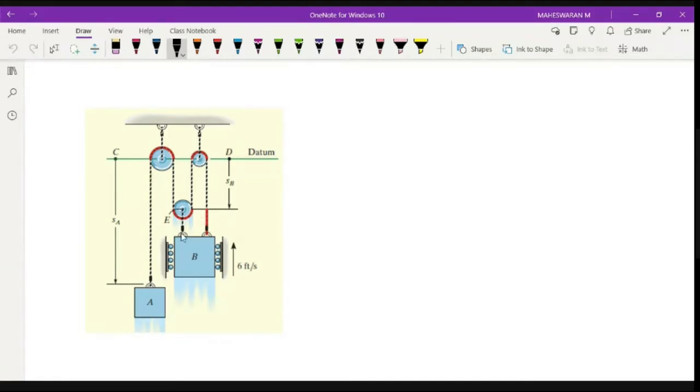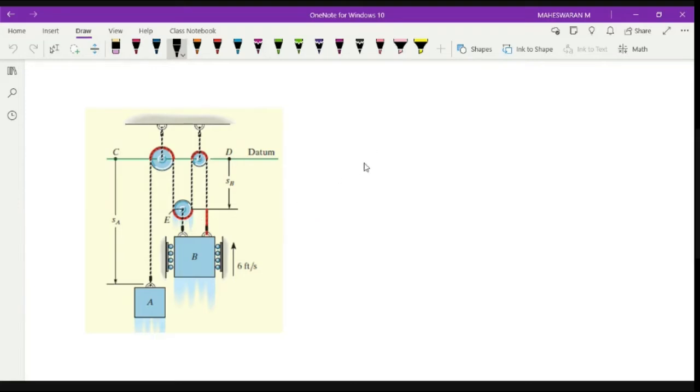I said this is one extra thread. It is a constant one, so it won't affect this. The main thread which is affecting the movement is the one passing over these pulleys. That is the only thread affecting this entire system, so you concentrate only on this. I will draw a datum plane here, and mention this as SA and similarly this as SB. Whichever other things, we will consider as constants.